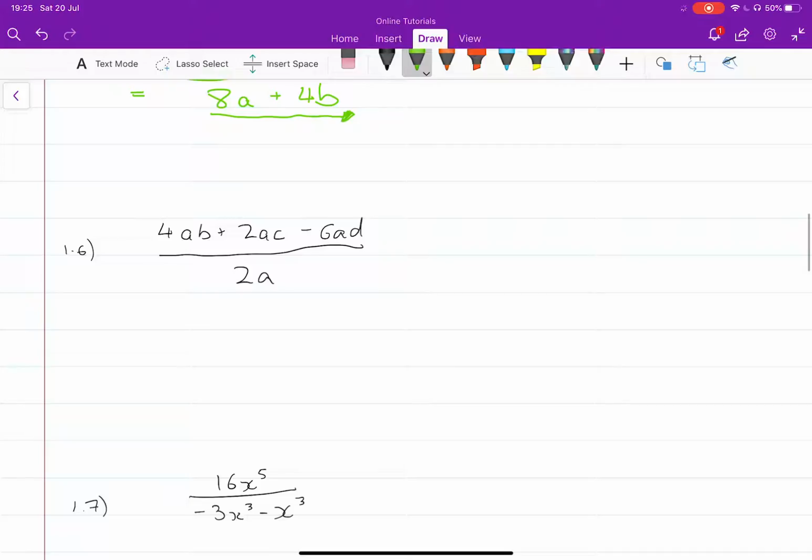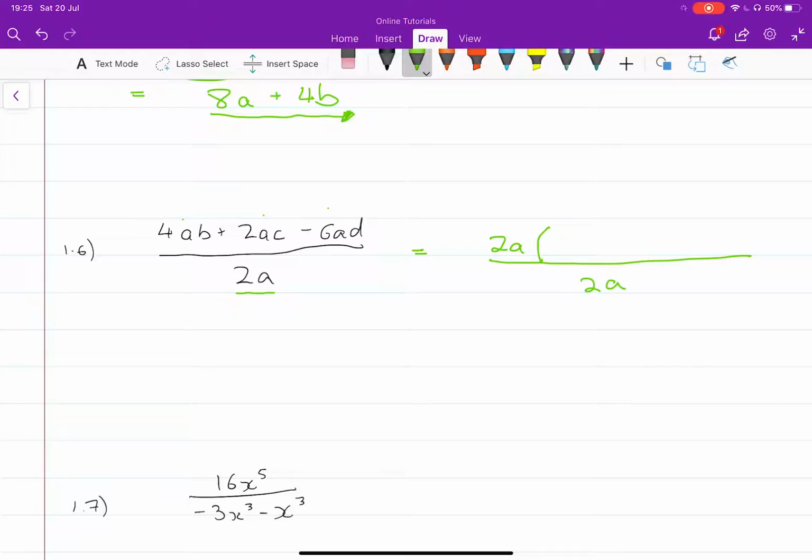Okay, in this question, we need to factorize things. As we can see here, we have a 2a at the bottom. So let's try to take out 2a from all of these terms. We have a 2a, and we're going to keep that 2a right at the bottom.